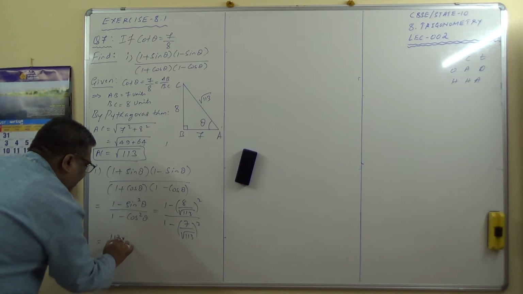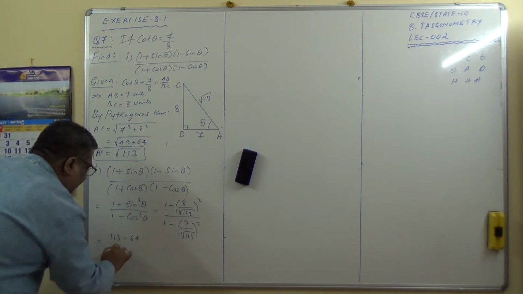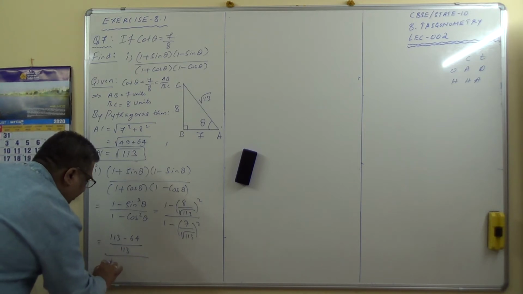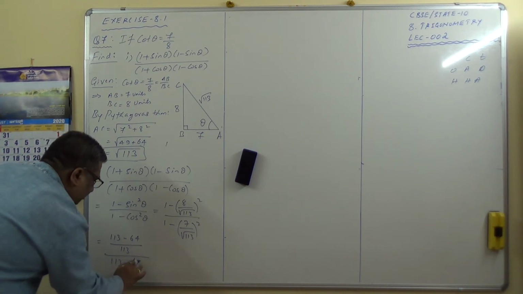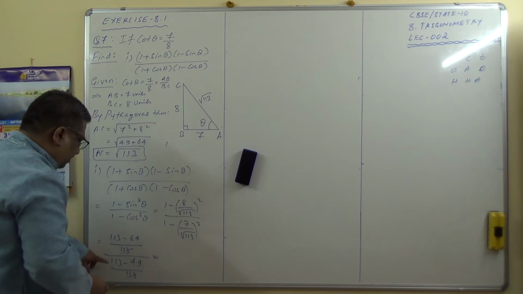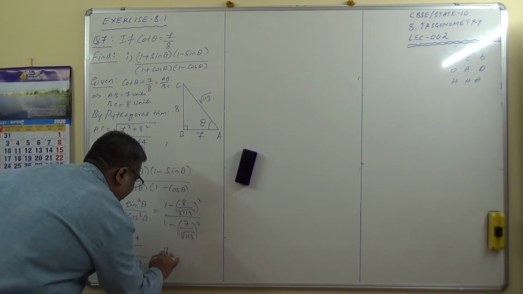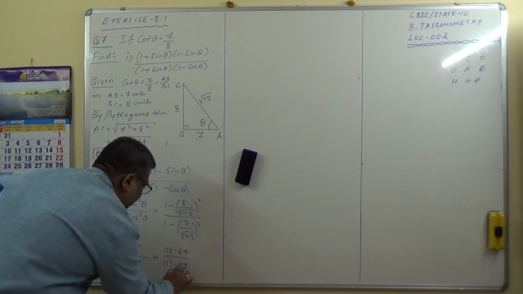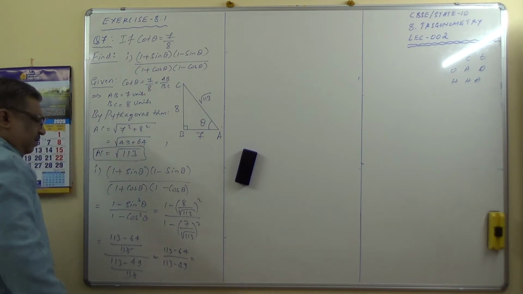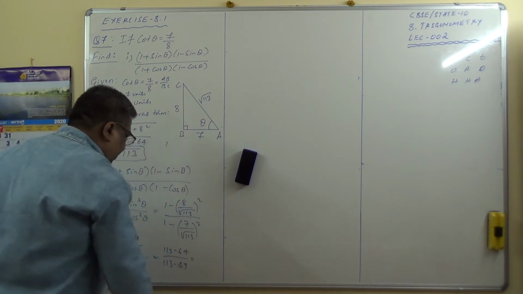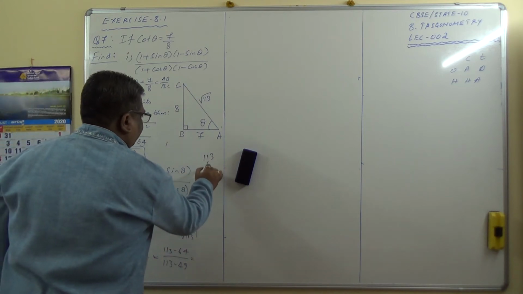113 minus 64 divided by 113, the whole divided by 113 minus 49 divided by 113. Taking a shortcut a little bit. 113 minus 64 divided by 113 minus 49. So this will be 113 minus 64. How much are you getting? 113 minus 64.